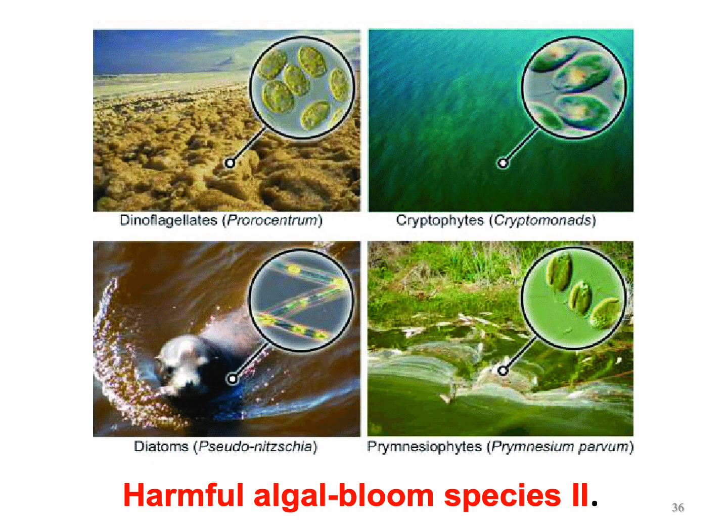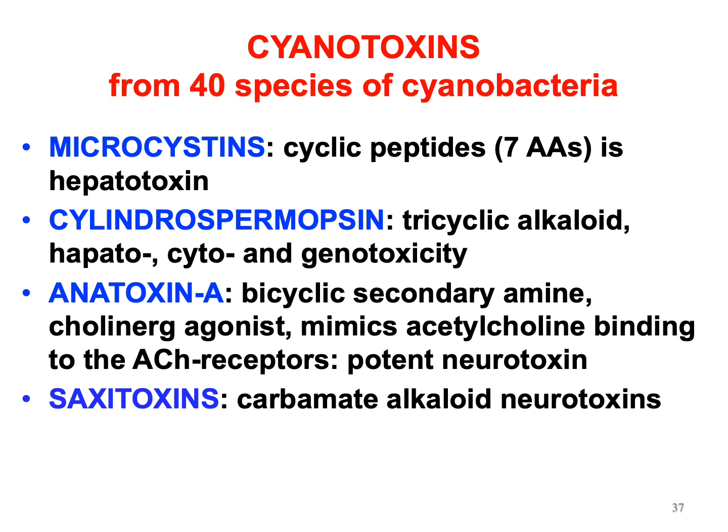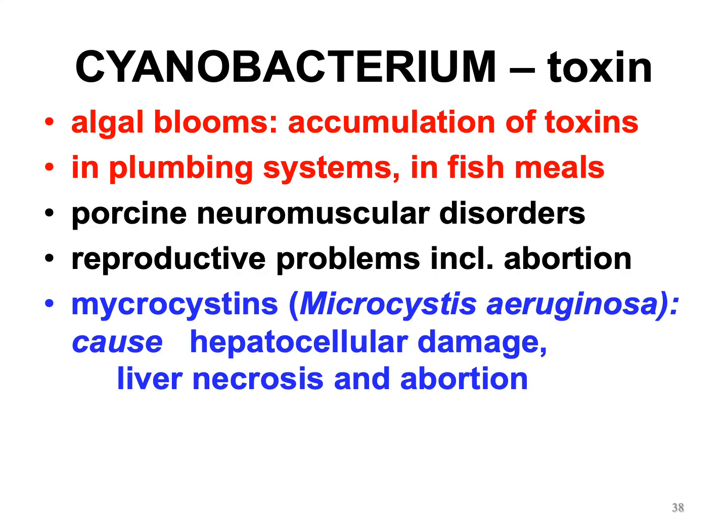One more picture about the harmful algal bloom species and to see some details about the cyanotoxins, which are the most dangerous. From 40 species of cyanobacteria, we have many toxins, but four groups of toxins should be mentioned. The microcystins are cyclic peptides, the cylindrospermopsin, tricyclic alkaloids, the anatoxin A, which is a bicyclic secondary amine, cholinergic agonist, potent neurotoxin, and the saxitoxins, which are carbamate alkaloid neurotoxins. And what are they doing?